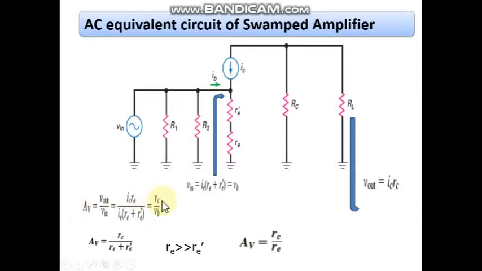So your voltage gain will be V out by V in. From this, IC and IE are approximately equal, so these two will get cancelled, and finally we have RC upon RE plus RE dash. Now if we consider the value of RE very much greater than RE dash, then your equation will be AV approximately equal to RC upon RE. You can see here we have removed RE dash from our equation. So now our voltage gain is not much dependent on the value of RE dash.